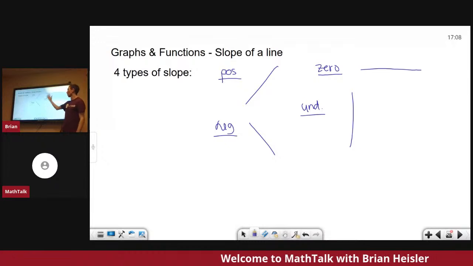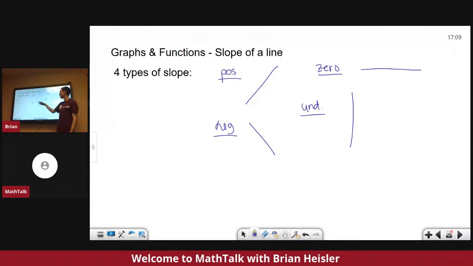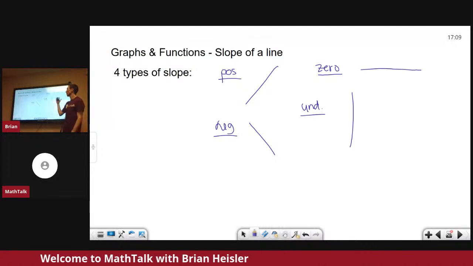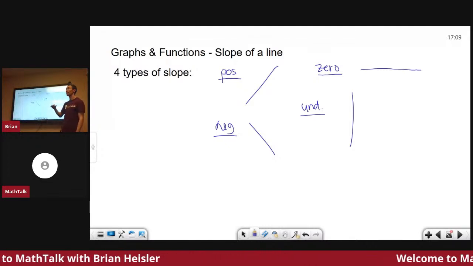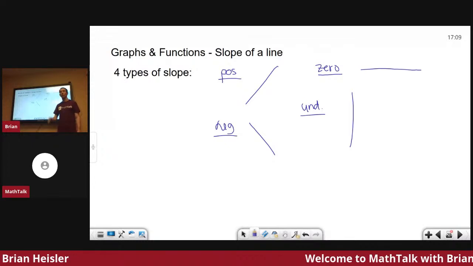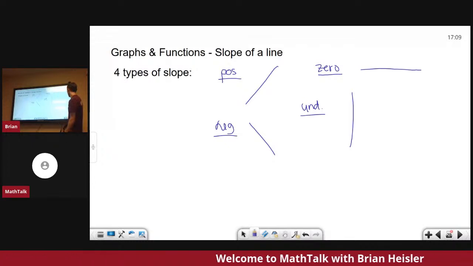So if you have a line that is up to the right, it's going to have a positive value. Down to the right, it's got to be negative. Straight across, flat, it's got to be 0. And if it's straight up and down, it's got to be undefined.